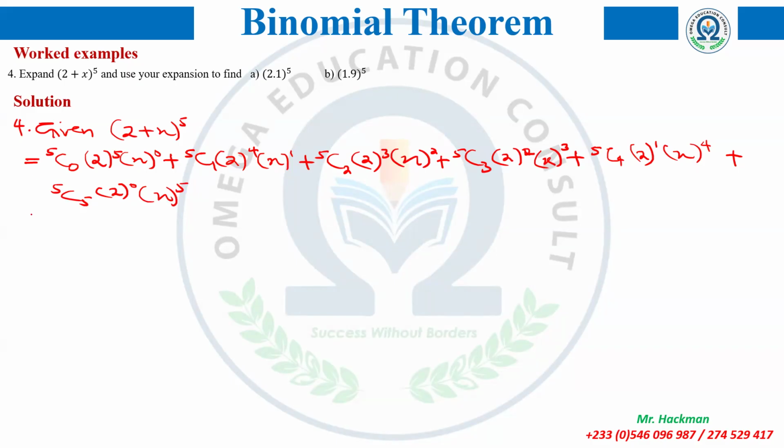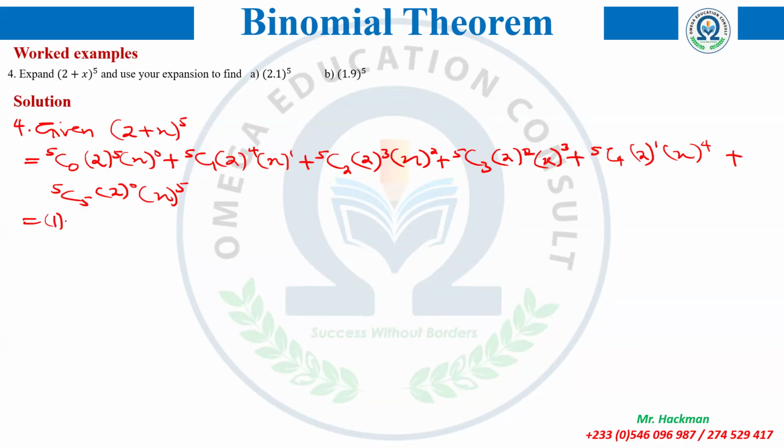For the next step, any normal combination 0 is 1, so this will give us 2 to the power 5. Remember, we are going to push in the powers and work on the combination values. So this will give us 1. This will give us 2 to the power 5, which is what?